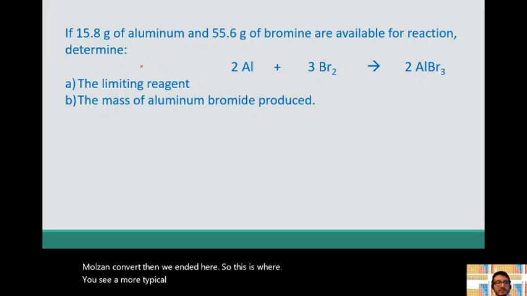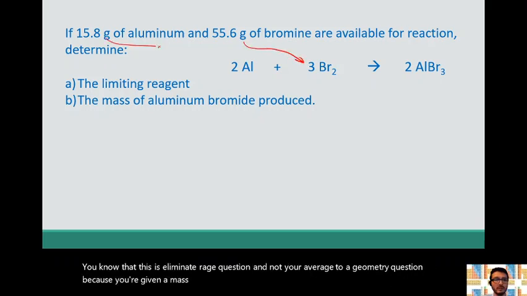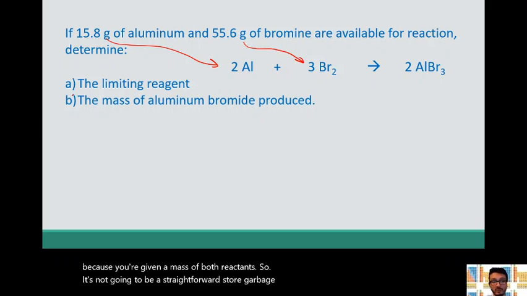We have 15.8 grams of aluminum and 55.6 grams of bromine. You know that this is a limiting reagent question and not your average stoichiometry question because you're given a mass of both reactants. So it's not going to be your straightforward stoichiometry problem. Your stoichiometry problem will begin at part B. Let's take care of part A first.